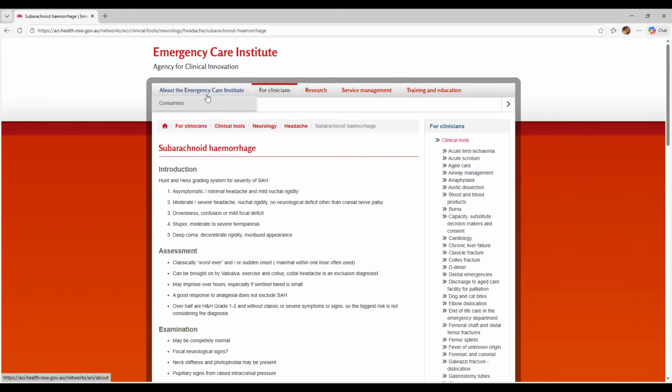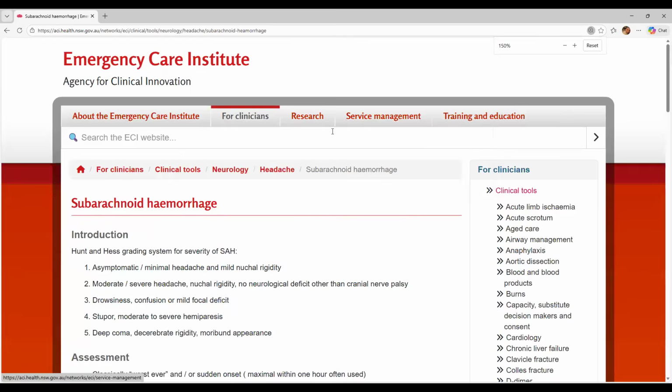Let me just share my screen with you guys. Are you guys able to see the screen? Okay, let me just enlarge it a bit for you.